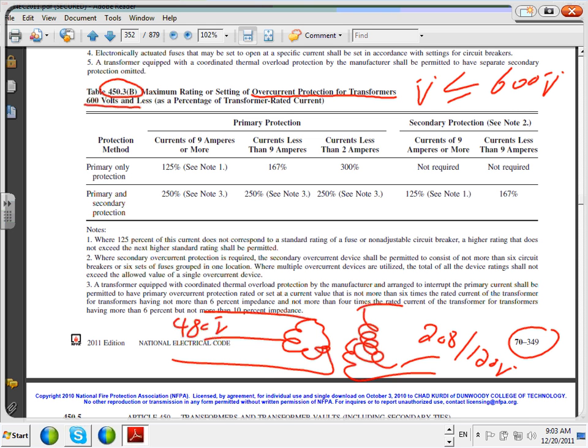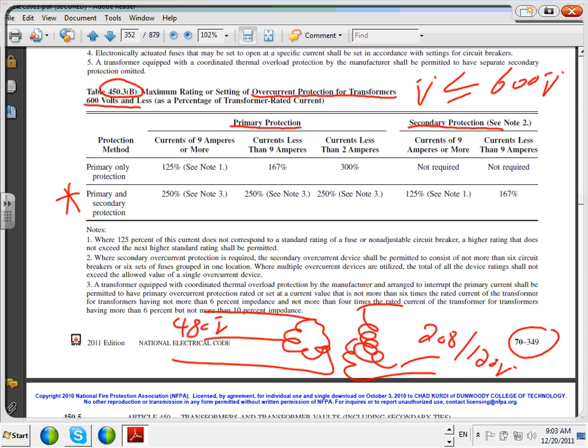The second thing you need to apply is primary only protection. Your default is, you always default to primary and secondary protection unless you know otherwise. Always default to primary and secondary, with a fuse or circuit breaker on both the primary and the secondary. Okay? Here's your primary protection. This is your secondary protection.